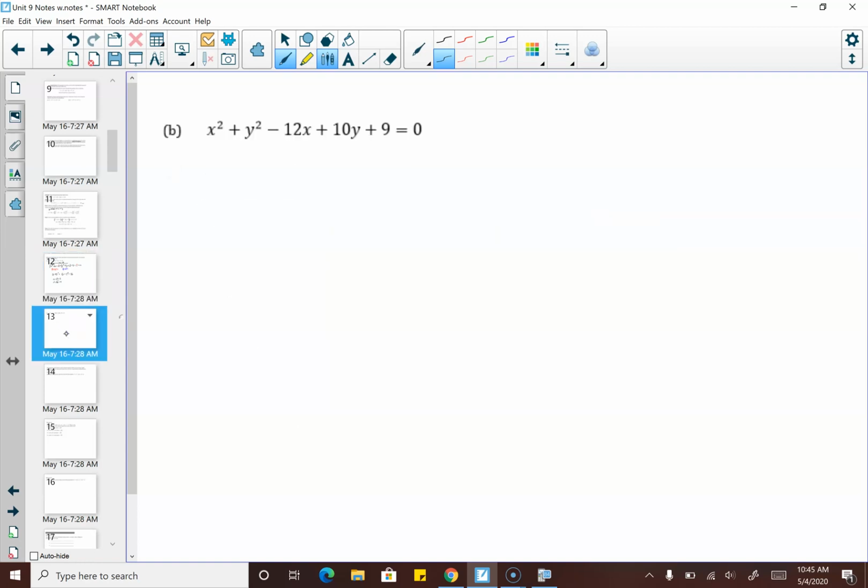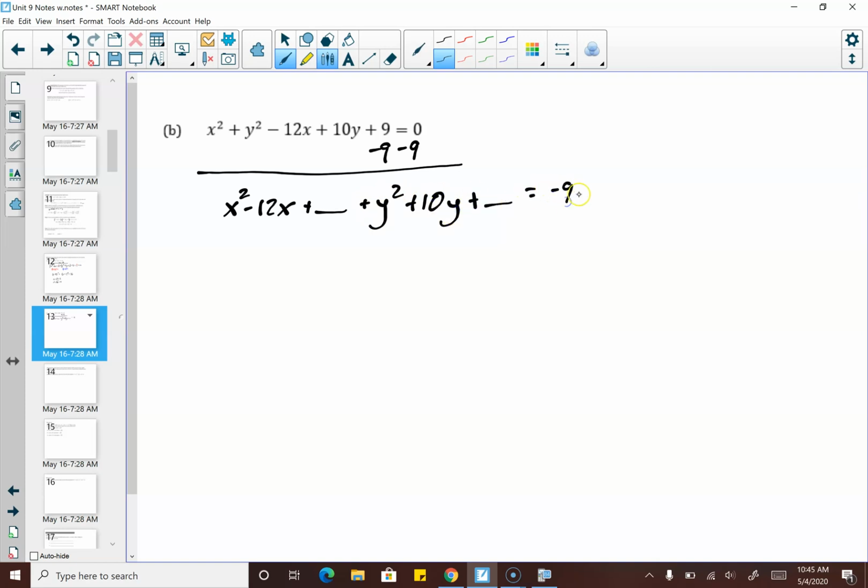So let's look at the next one. All right, same process. So we're going to start by subtracting that 9 over to the other side and reorganizing our terms so that they are next to each other. So as we do that, what I'd like you to do is, after you have everything listed out here, I would like you to pause the video and see if you can do the completing the square process to get your equation on your own.